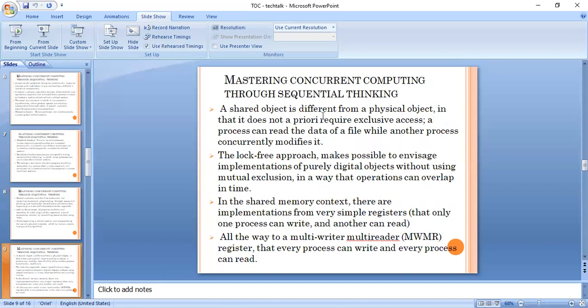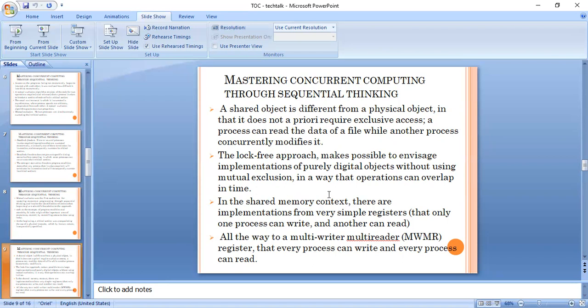A shared object is different from a physical object in that it does not a priori require exclusive access. A process can read the data of a file while another process concurrently modifies it. The lock-free approach makes it possible to envisage implementations of purely digital objects without using mutual exclusion, in a way that operations can overlap in time.